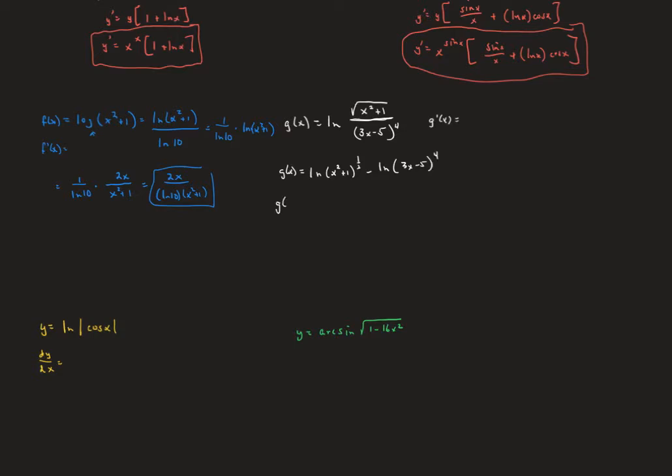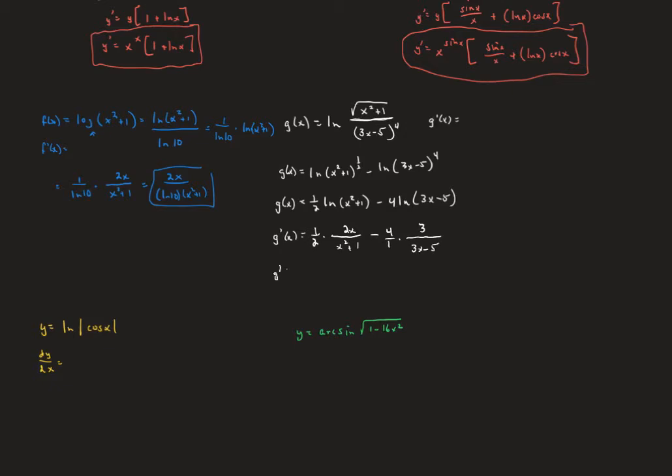We can use more properties of logarithms and bring those exponents out in front to make them just constant multiplication. And so we have the 1/2 times the natural log of x squared plus 1 minus 4 times the natural log of 3x minus 5. Now we're finally ready to actually do some calculus and take those derivatives. The constant 1/2 is going to hang out. Again, we get our 1 over u times du. Similarly, the 4 is going to hang out, and we'll get our 1 over u times du.